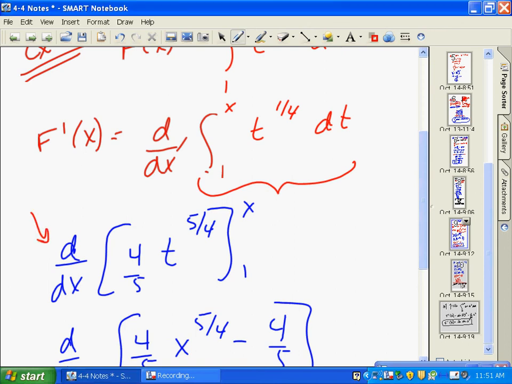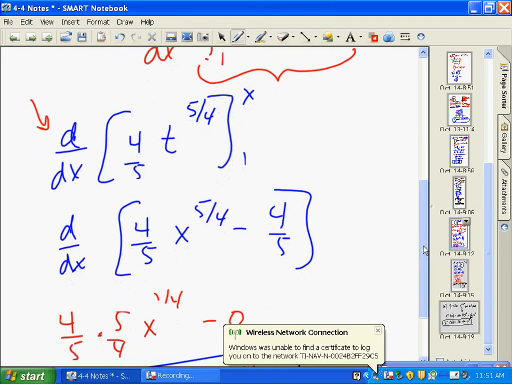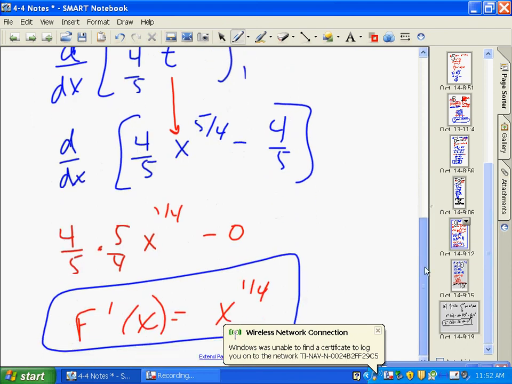So I get 4/5 t to the 5/4, evaluating from 1 to x. So I plug in the x first. x just goes in for t. Notice, boom, right there, x goes in for t. And 1 goes in for t the second time. So I have 4/5 x to the 5/4 minus 4/5. And then I just need to find the derivative.